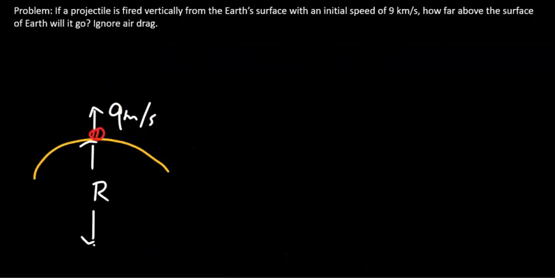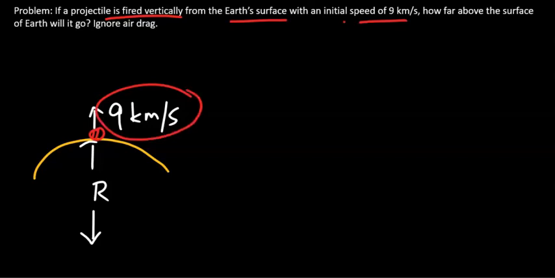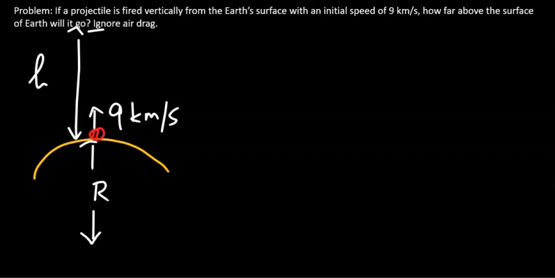Problem 2. If a projectile is fired vertically from the Earth's surface with an initial speed of 9 kilometers per second, how far above the surface of Earth will it go? Ignore air drag. So let's assume it gets up to a certain height, h, and let's take the surface of the Earth to be the initial state and that height h to be the final state. So the total mechanical energy is conserved.